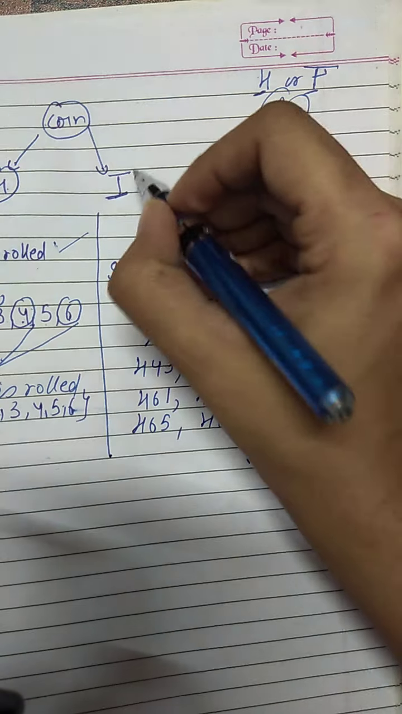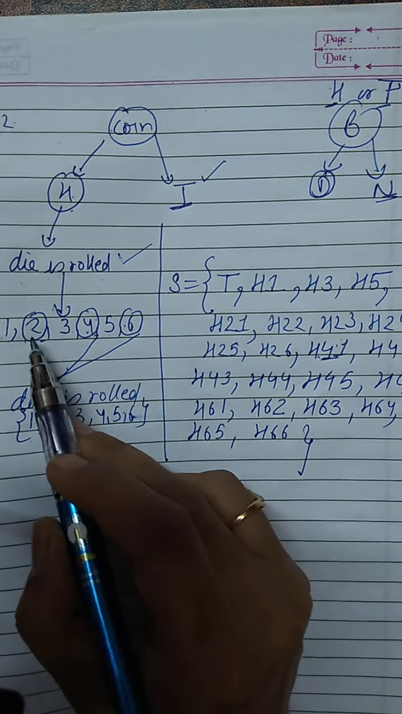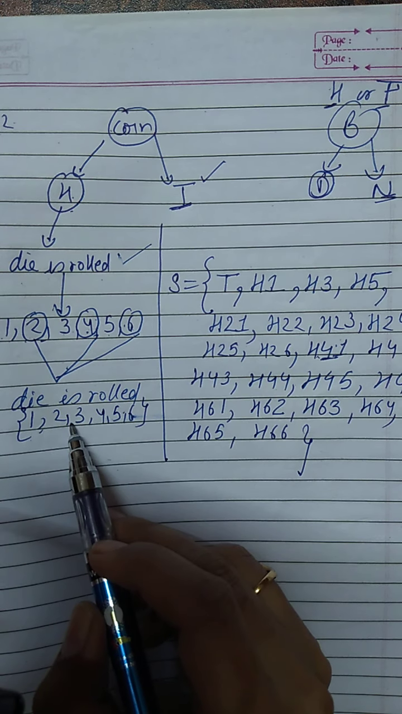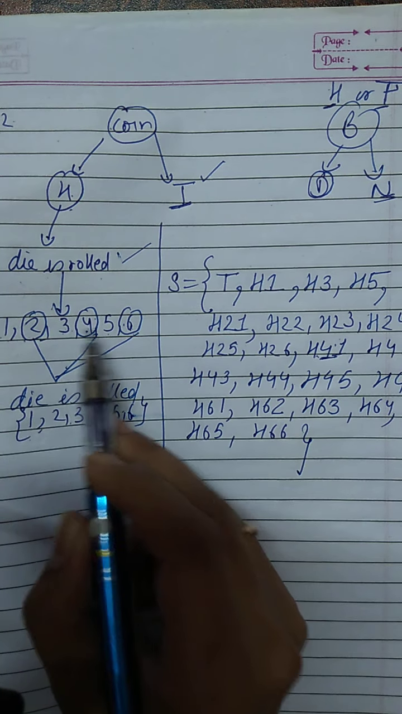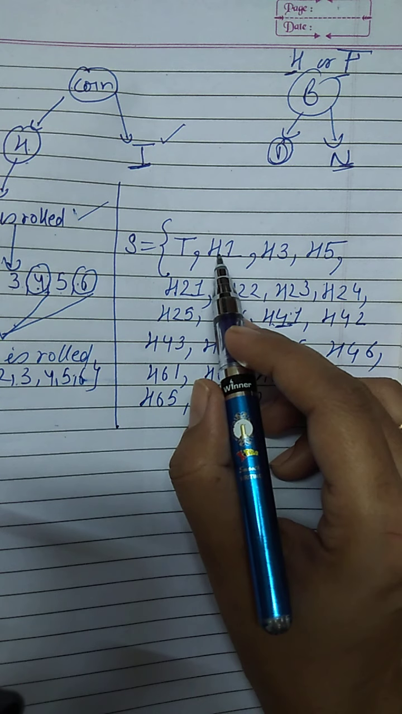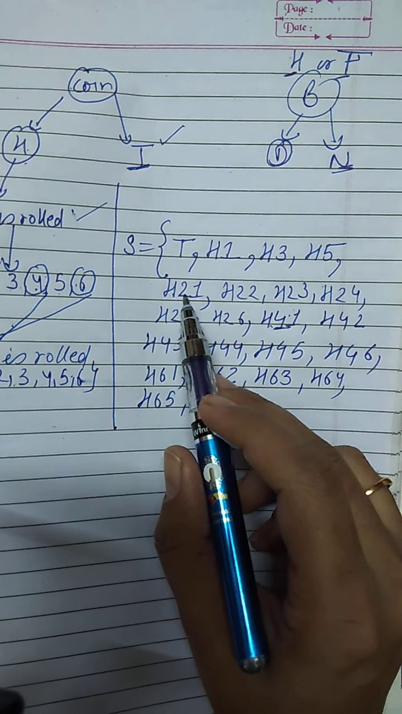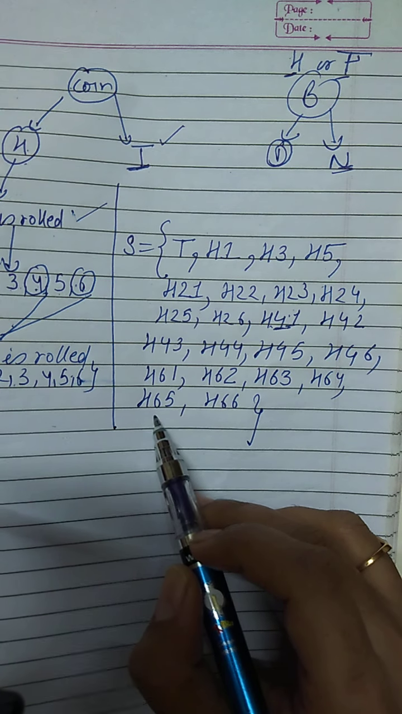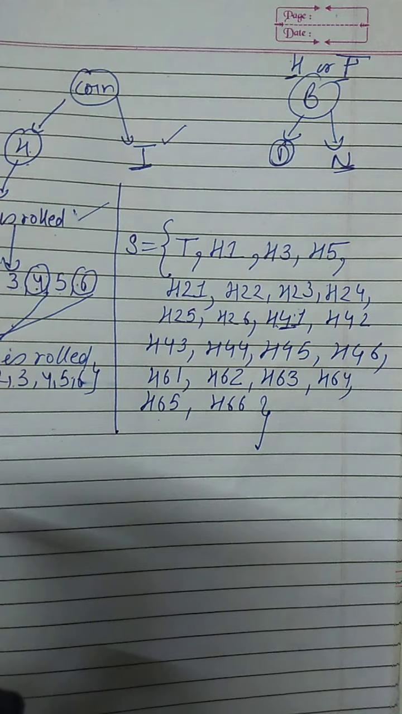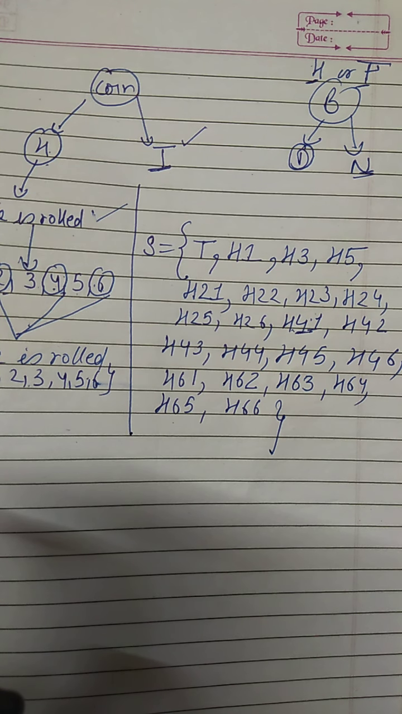If tail is coming, alone. If head is coming, we are rolling the die. If even number is coming, again the die is rolled. But when odd number is coming, then we are not doing anything. So odd number when it is coming, it will come H1, H3, H5. When even number is coming, 2 or 4 or 6 at the second place, we are again rolling the die. So this is how the sample space for sum number 12 can be written.